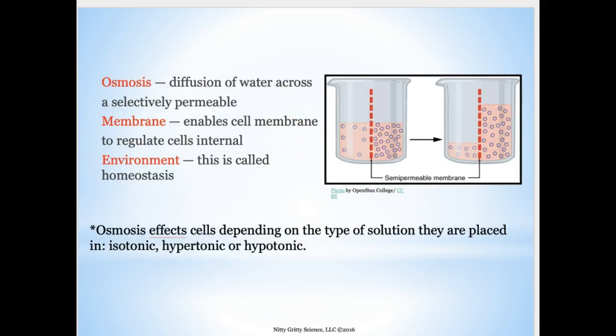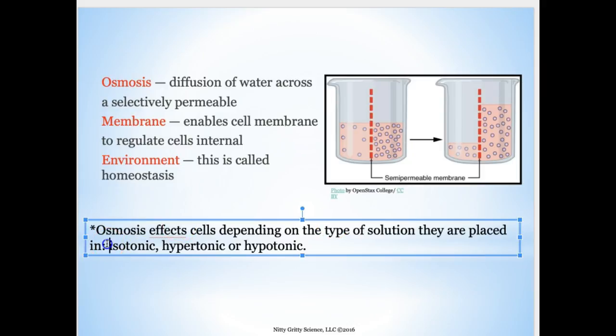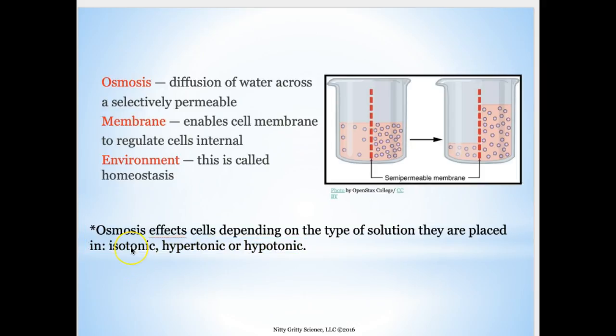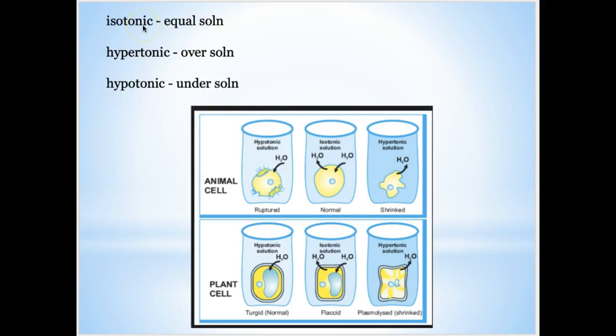The main focus I want you to look at is that there are isotonic, hypertonic, and hypotonic. If we look at the breakdown of the word, isotonic means, in Greek, iso means equal. Tonic is another way of thinking of solution. Hypertonic means over solution, and hypotonic means under solution.